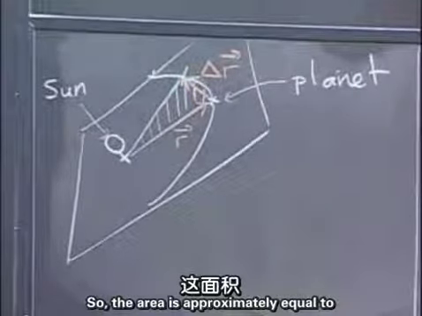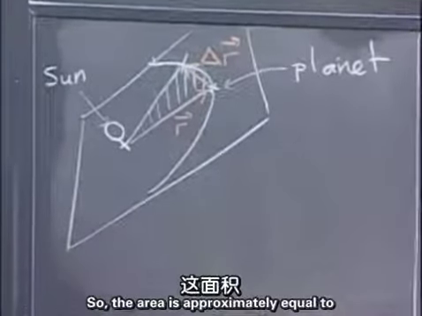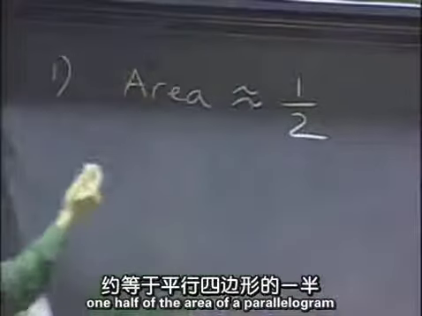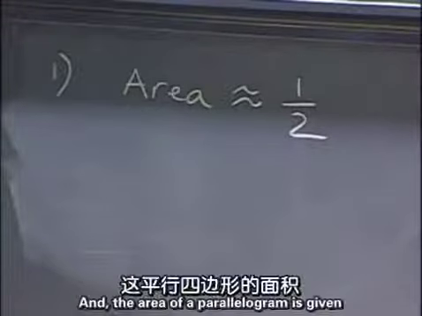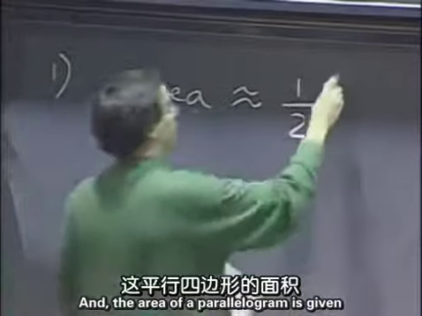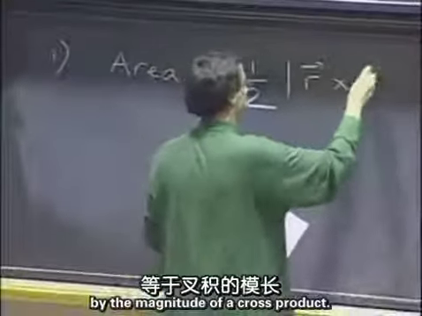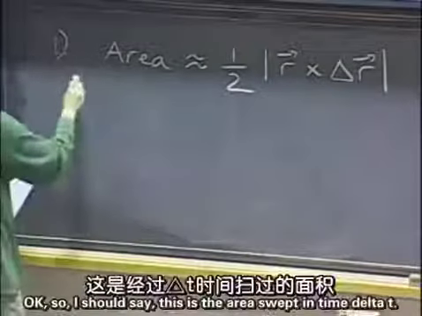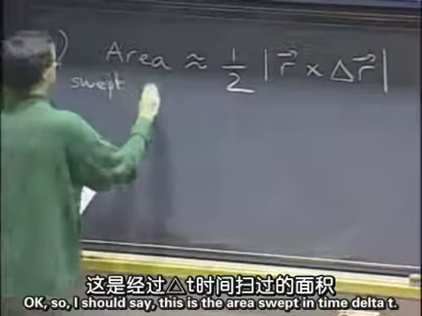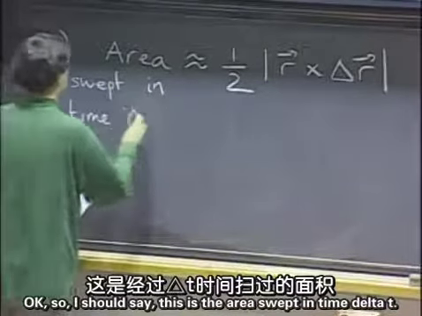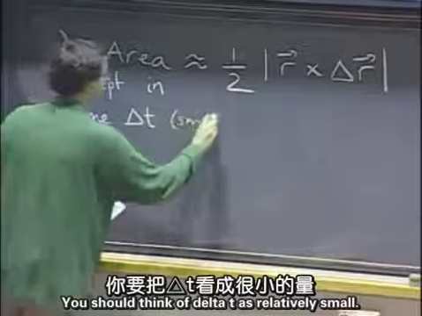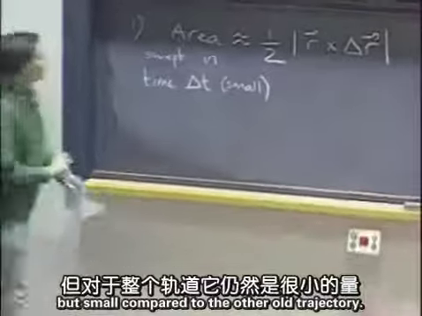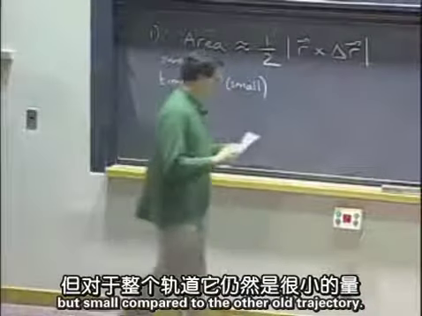So the area is approximately equal to 1/2 of the area of a parallelogram that I could form from these vectors. And the area of a parallelogram is given by the magnitude of a cross product. Okay, so I would say this is the area swept in time delta t. And you should think of delta t as relatively small. I mean, at the scale of a planet, that might still be a few days, but small compared to the overall trajectory.